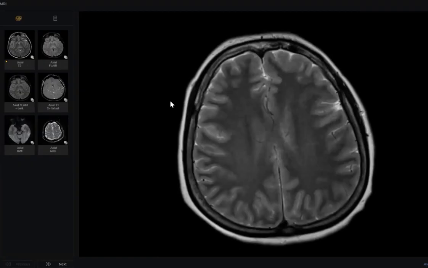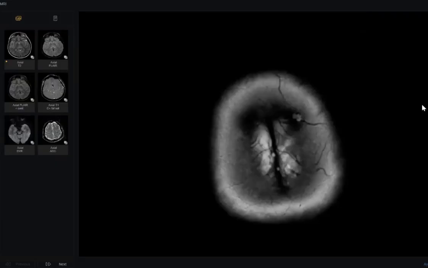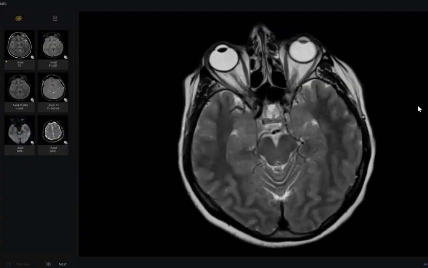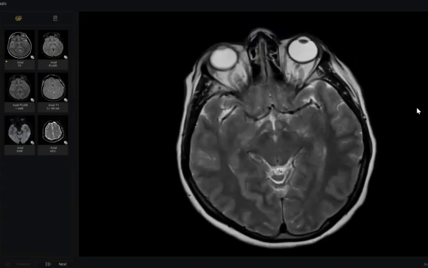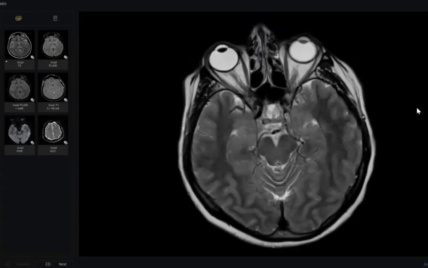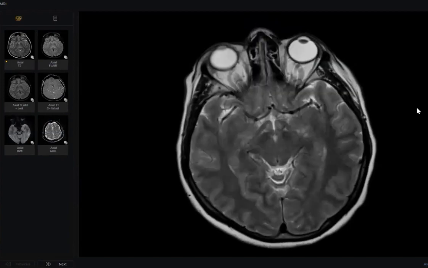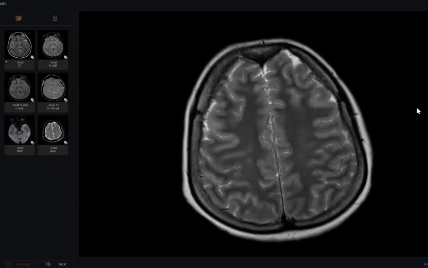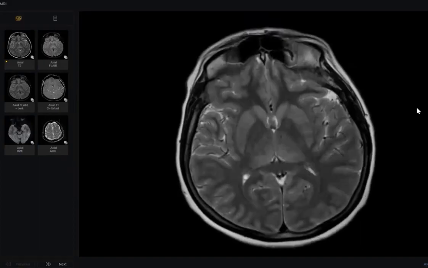A 40-year-old female patient with severe headache, fever, and blurred vision. This is an MRI axial T2 for a patient presented with blurred vision. First thing I have noticed is bilateral increased perioptic CSF spaces, and I will go further to check the rest of the images.